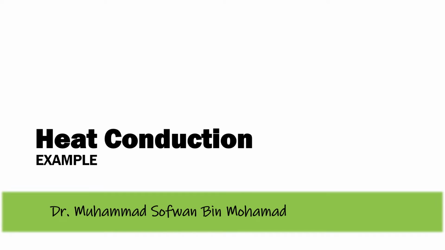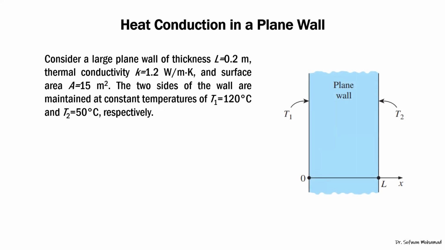In this video we will look into a heat conduction example. Heat conduction in a plane wall. Consider a large plane wall of thickness L equals 0.2 meters, thermal conductivity k equals 1.2 watt per meter Kelvin, and surface area A equals 15 meter square. The two sides of the wall are maintained at constant temperatures T1 equals 120 degrees C and T2 equals 50 degrees C respectively.